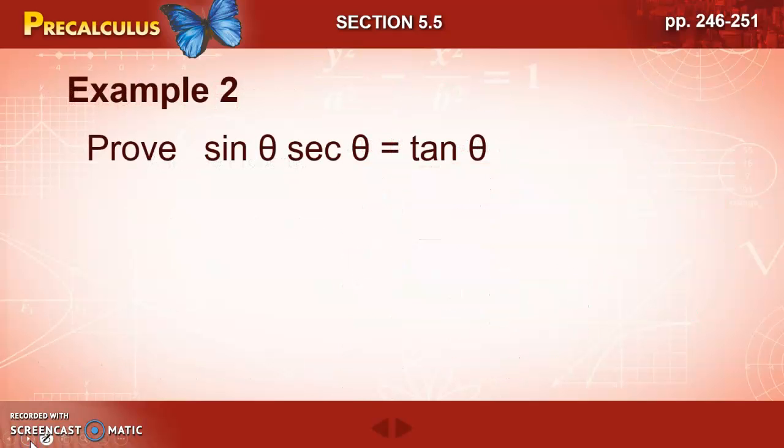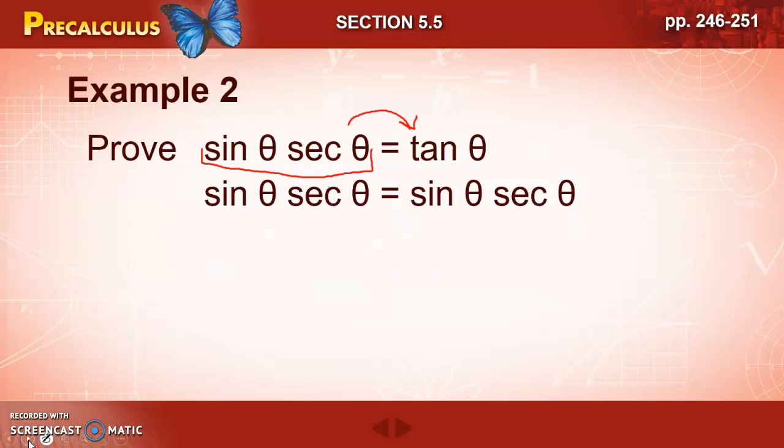Let's try one that's a little bit harder. We want to prove that sine theta times secant theta is equal to tangent theta. Again, we want to have a step for every reason. We want to choose one side of the statement that we're going to prove, and we want to prove the more complicated side. So we are going to start with this side, and we are going to take steps to simplify down to tangent theta, and that will prove that these two things are equal.